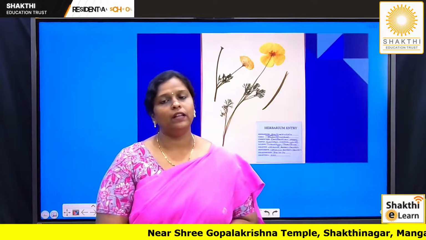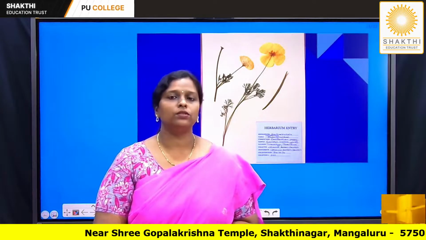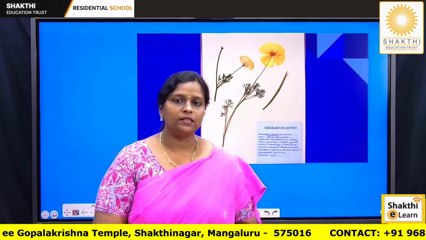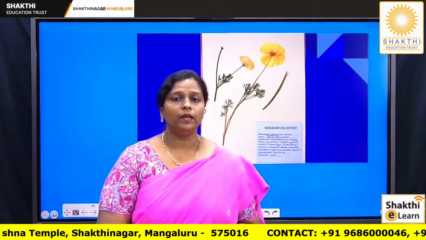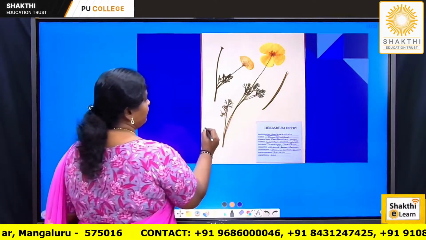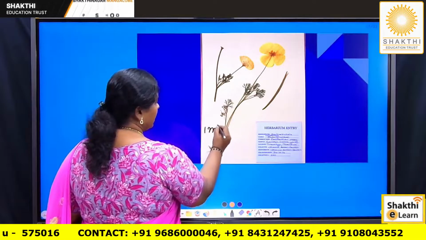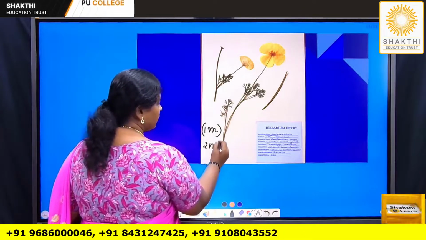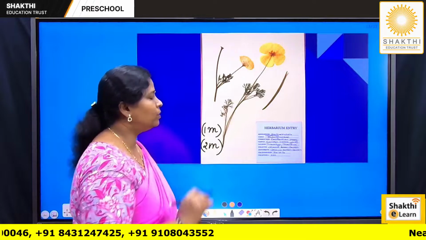So how to define herbarium? Herbarium is a storehouse of collected plant specimens which are dried, pressed and preserved on herbarium sheets. Examination point of view, very important for the exam. What is a herbarium can be asked for 1 mark, or write a note on herbarium can be asked for 2 marks. This is one of the most important taxonomic aid.